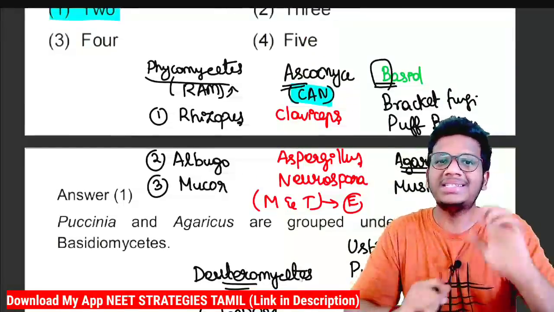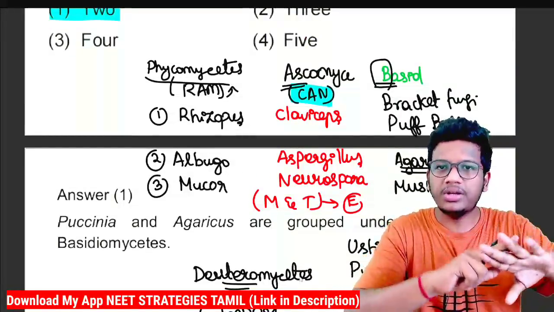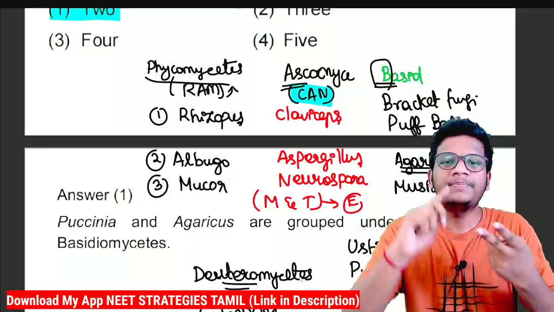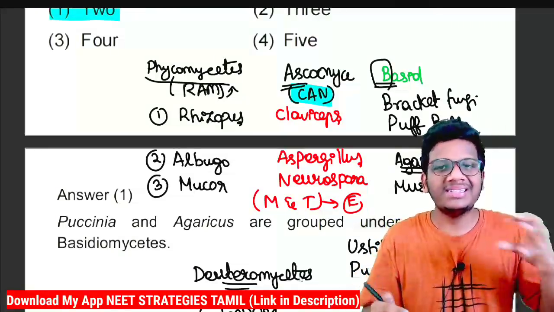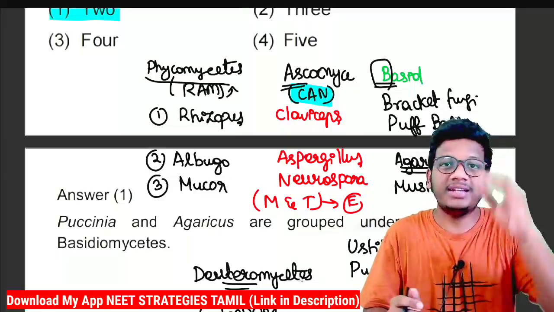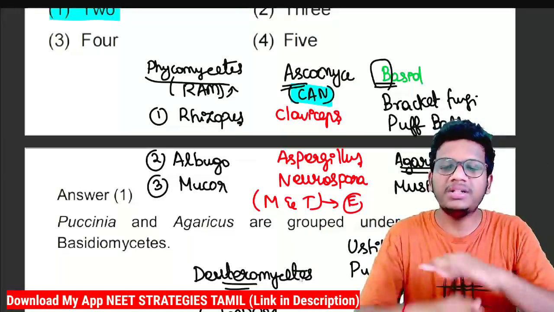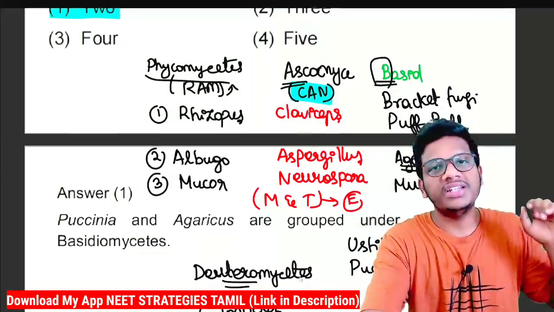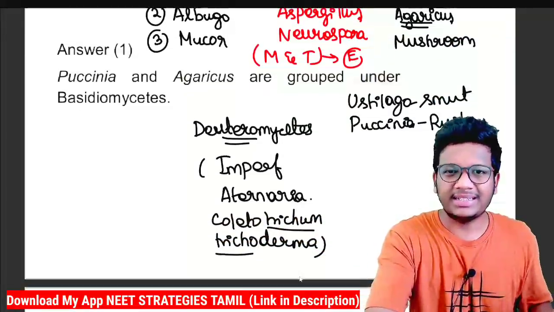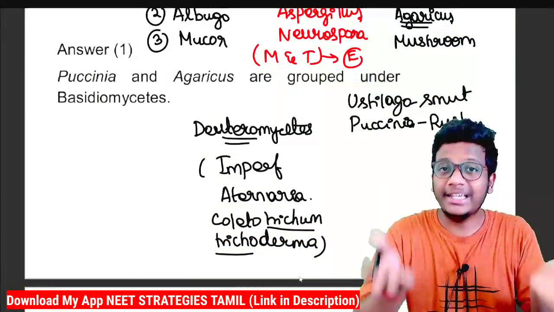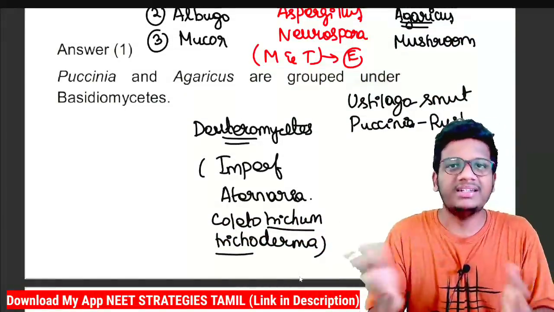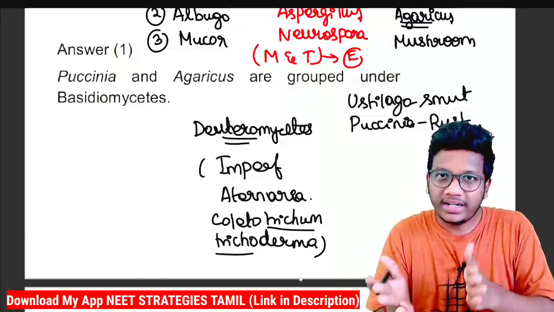Phycomycetes, RAM: Rhizopus, Albugo, Mucor. Ascomycetes: Claviceps, Aspergillus, Neurospora, morels and truffles edible. Basidiomycetes: B for bracket fungi, B for puff balls, Agaricus, mushroom, Ustilago smut, Puccinia rust. And finally Deuteromycetes, since it's imperfect, start with alteration: Alternaria, Colletotrichum, Trichoderma.